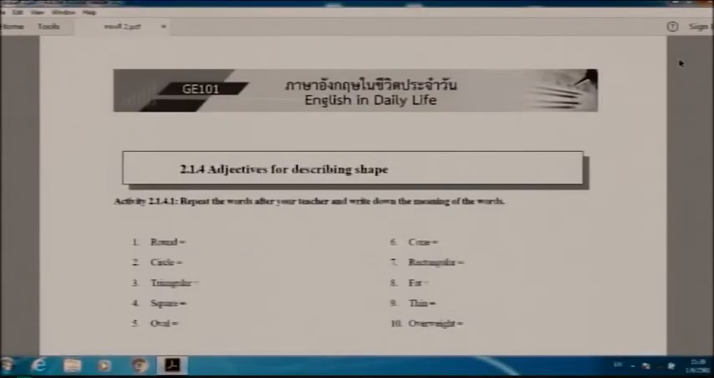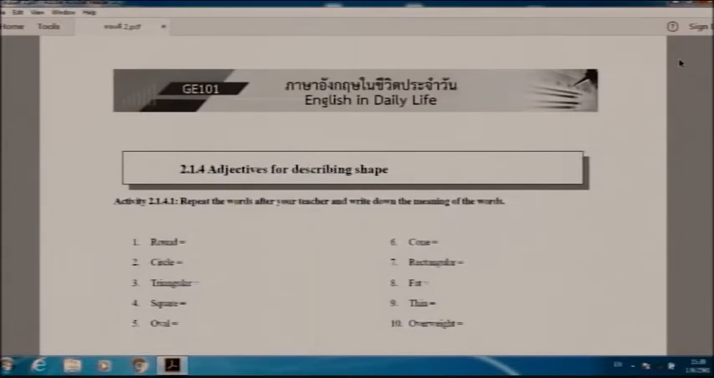Then we have adjectives for describing shape. I had told you before. So number one, let's remind ourselves about the pronunciations. Number one is round. Number two is circle. Number three is triangle. Number four is square.